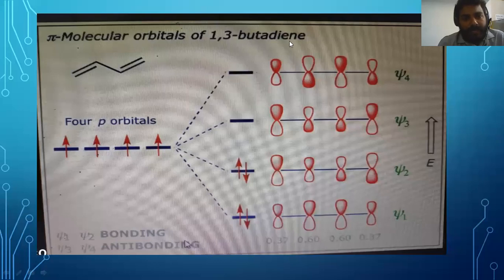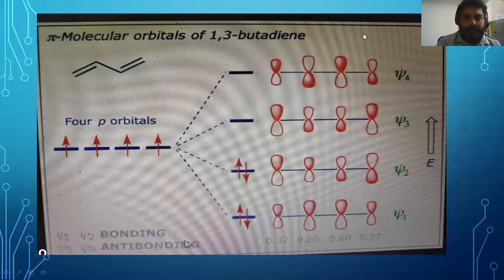Generally in O2, N2 and F2, we draw the molecule the same way. Here 4 pi electrons are there, 4 p orbitals, 4 pi orbitals. That's very important. Okay, how does the splitting work here?